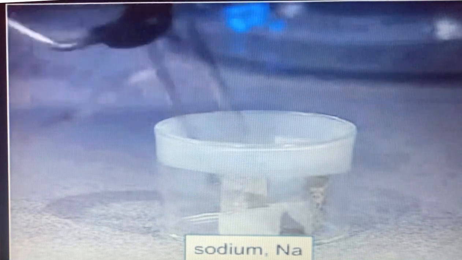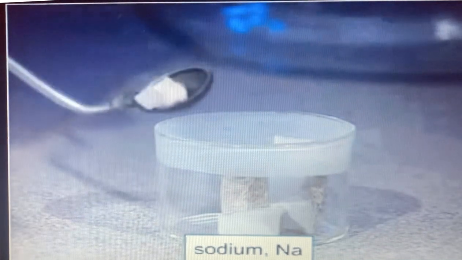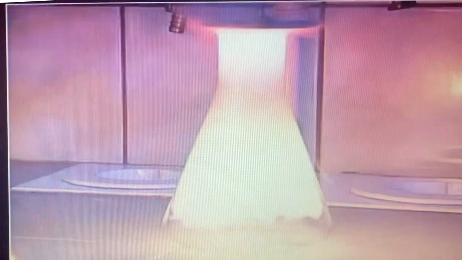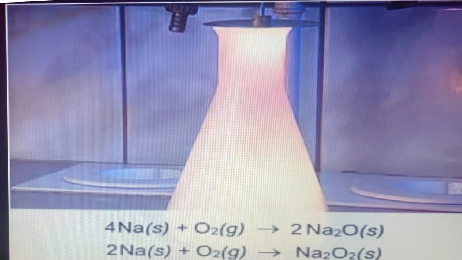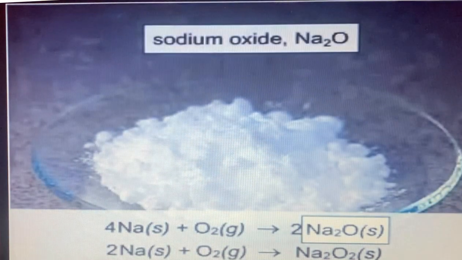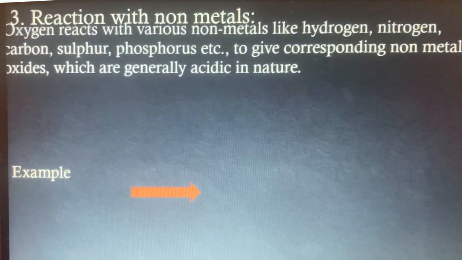Sodium is taken, then it is burned on a Bunsen burner. After burning, they introduce it into the conical flask, which is filled with oxygen. As soon as the sodium enters the conical flask, it reacts with oxygen producing sodium oxide, Na2O.